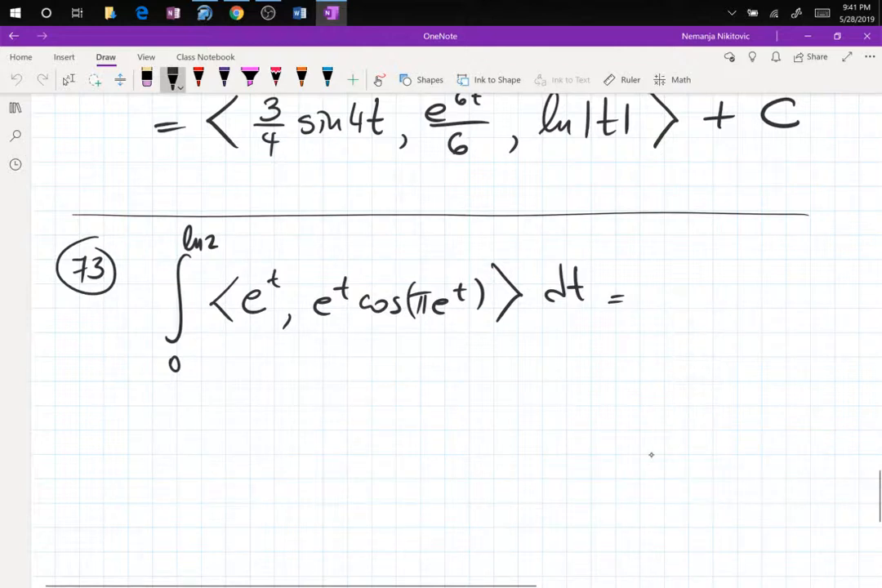All right, so how do we integrate this? Any ideas? Did I copy this right? Let's first check that. Yes, I got this right.